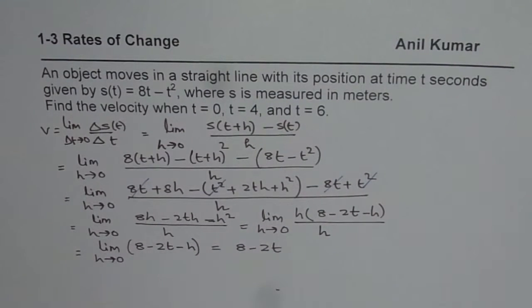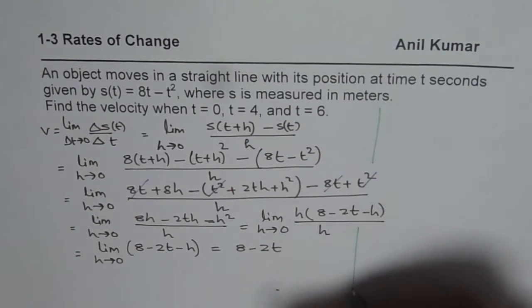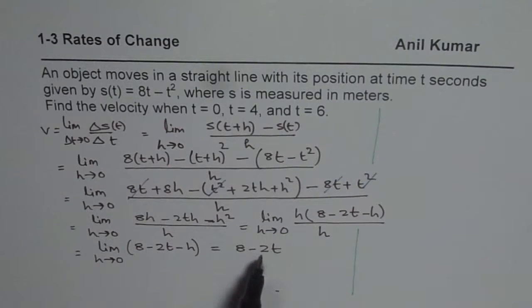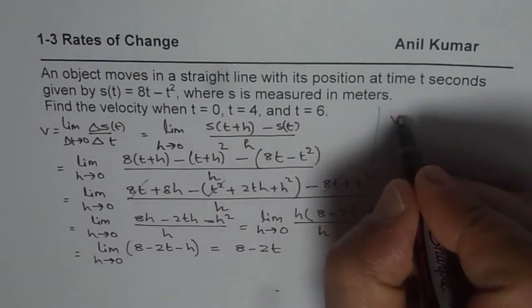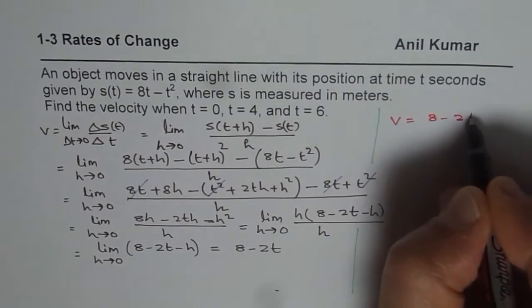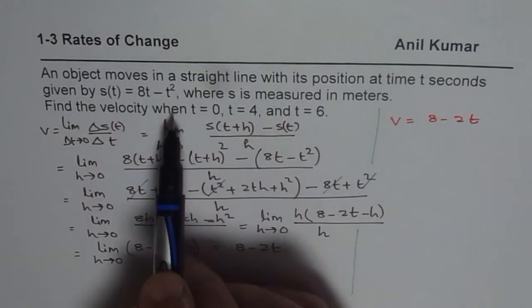Now this is the general expression I am talking about. The rate of change of position with respect to time is 8 − 2t. So let me write down this general expression: velocity equals 8 − 2t. Now we can find velocity for different times.